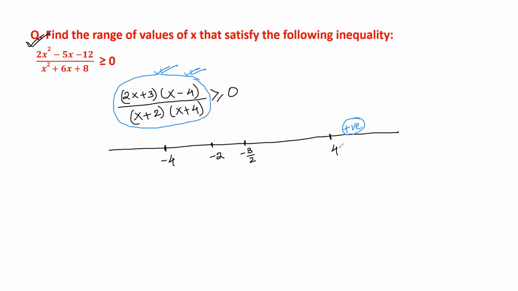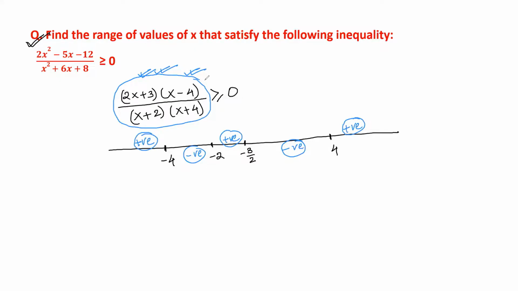And we know that at the critical points, this sign will change. That is, between minus 3 by 2 to 4, this whole expression would attain a negative value. In a similar way, between minus 2 to minus 3 by 2, this expression would attain a positive value. Between minus 4 to minus 2, it will again attain a negative value. And for values less than minus 4, this expression would attain a positive value.